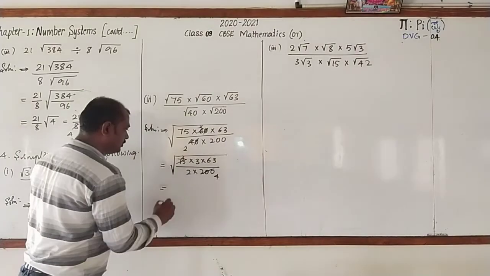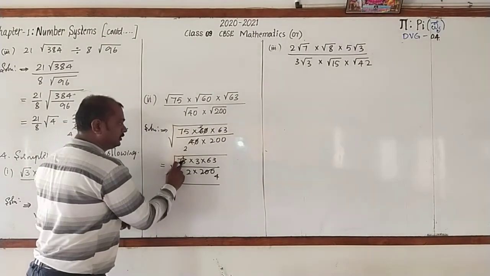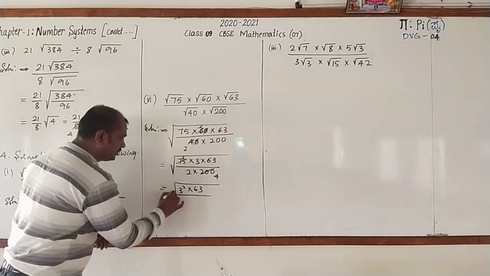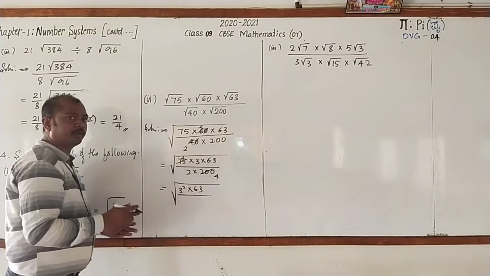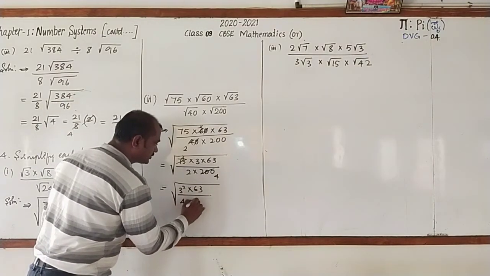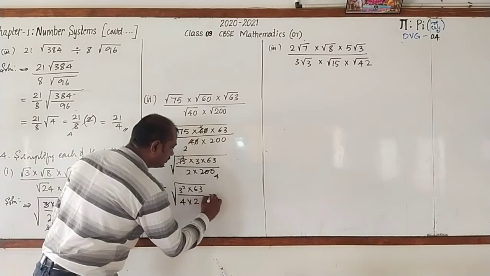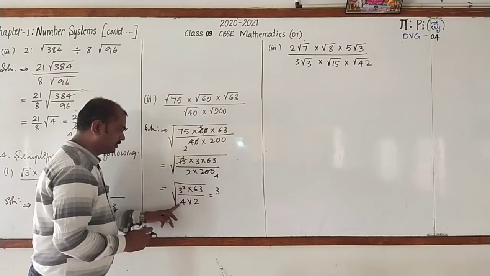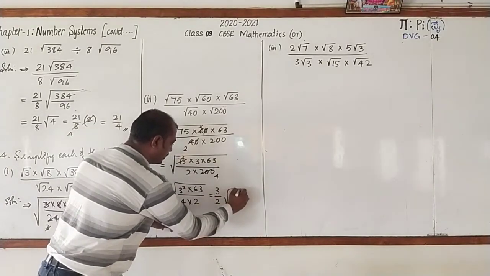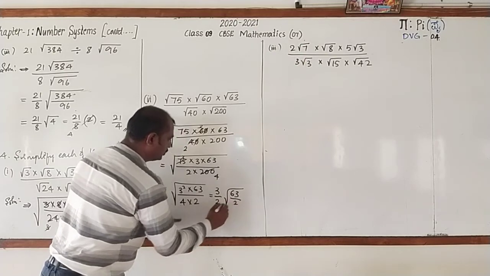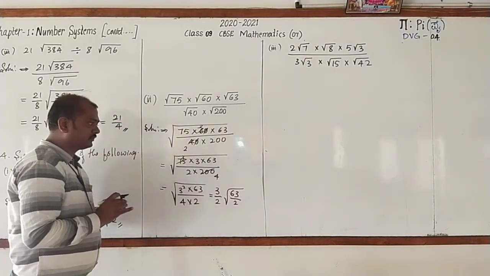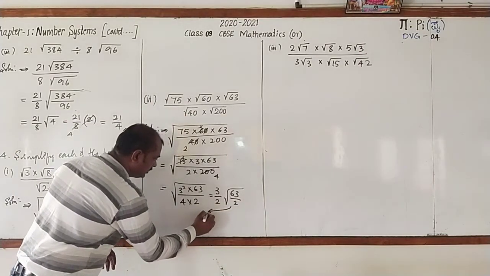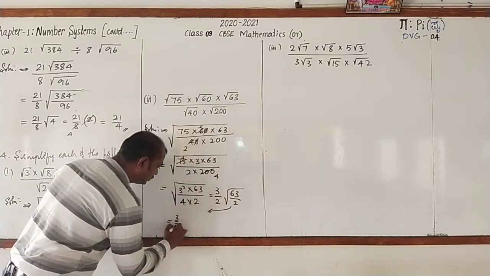Now this is equal to square root of 3 into 3, 3 square into 63 as it is, whole divided by 2 into 4. No need to go for multiplying, the reason is 4 is a perfect square. It is equal to, what is 3 square? Root 3 square is 3, root 4 is 2, square root of 63 by 2. Is there any other chance? Yes, there is a chance. I am continuing.